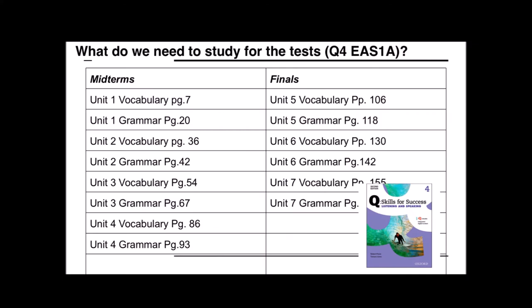So these are what you need to study for the midterm and the finals. If we haven't done the midterms yet, please check units 1, 2, 3, and 4. You can see the pages that are required on there. So unit 1, for example, has vocabulary questions from page 7 and grammar from page 20. The finals, if we've done the midterm already, don't forget the finals cover units 5, 6, and 7, and also the pages are there. If you have any questions about unit 7, because it's been blanked off there, let me know. But you should find those on my PPTs that I send via the Kakao open chat.